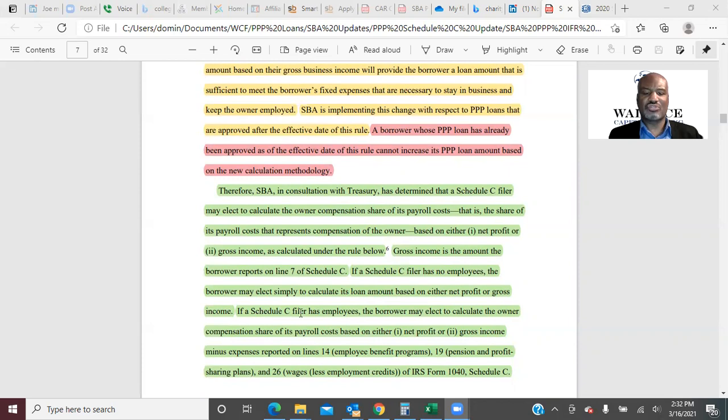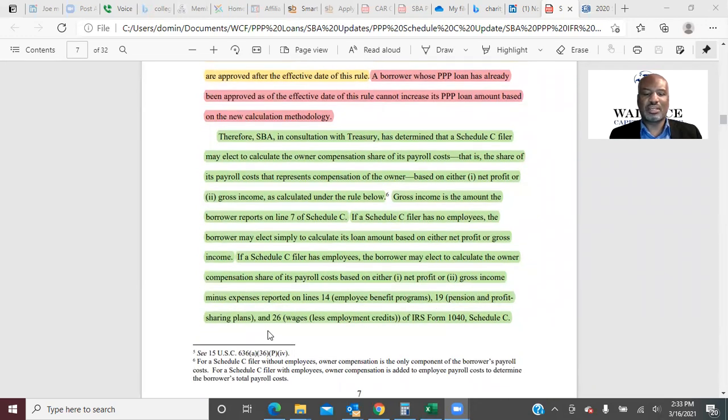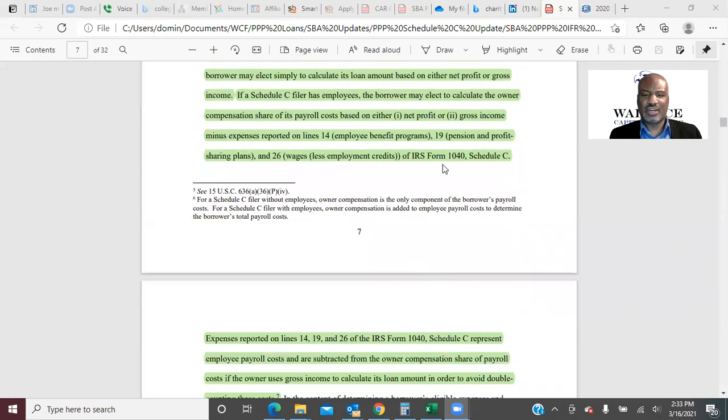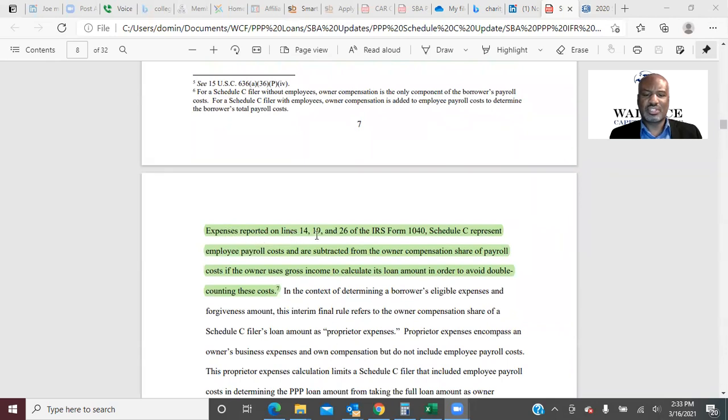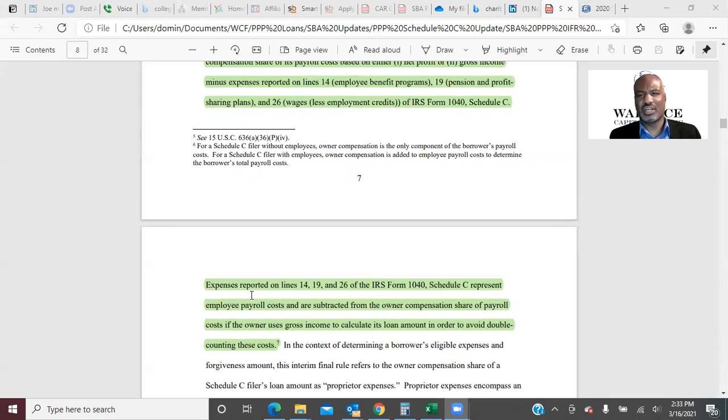If the Schedule C has employees, the borrower may elect to calculate the owner's compensation share of payroll costs based either on net profit, or gross income minus the expenses reported on lines 14, which include the employee benefits program, 19, pension and profit sharing plans, and 26, wages, less employment credit, of the IRS form Schedule C. Lines 14, 19, and 26 represent the total employee payroll costs, and are subtracted from the owner's compensation share of payroll costs if the owner uses gross income to calculate the loan amount, in order to avoid double accounting of these costs. All right, what does all that mean?